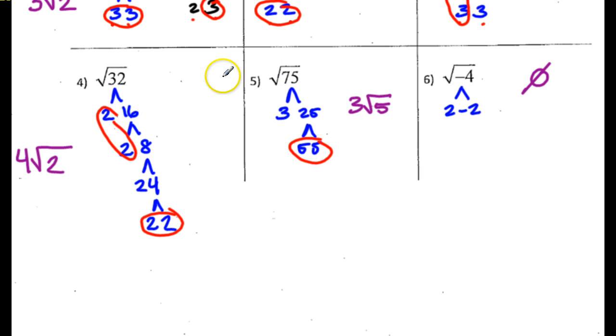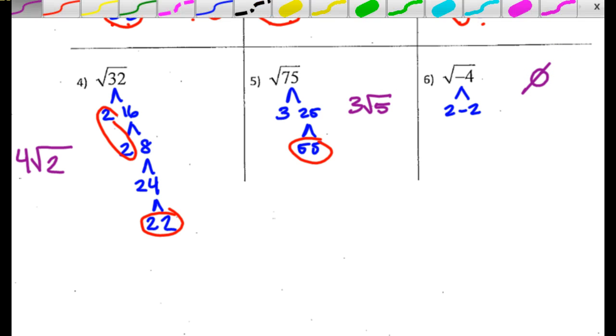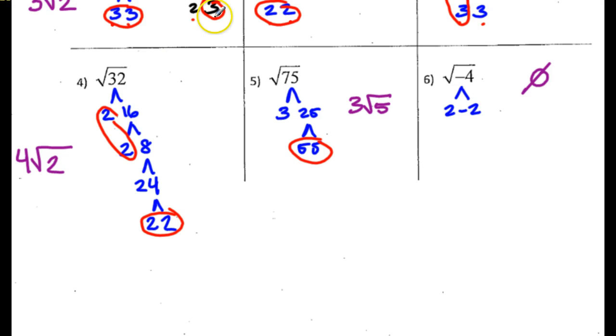Alright, so for numbers 4, 5, and 6, the answers are in purple. Number 4 is 4 square root of 2. Number 5 is 3 square root of 5. And number 6, empty set, there's no answer. Here's how we got this. Now, number 4 might have tricked you a little bit. But here's the basic breakdown.